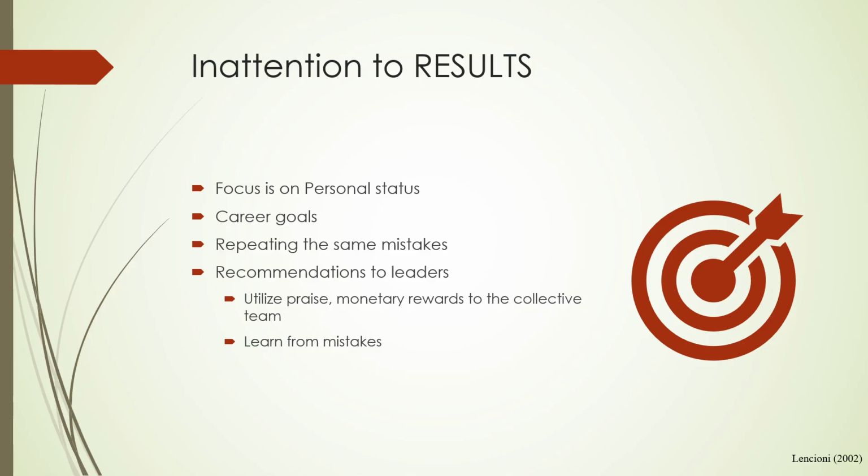The recommendations to leaders when it comes to organizations struggling with inattention to results are utilizing praise and monetary rewards for the collective team rather than individuals. Individual promotions are going to come secondary unless there's organizational success and attention to results, right? And also learning from mistakes. So these are the five dysfunctions of a team.